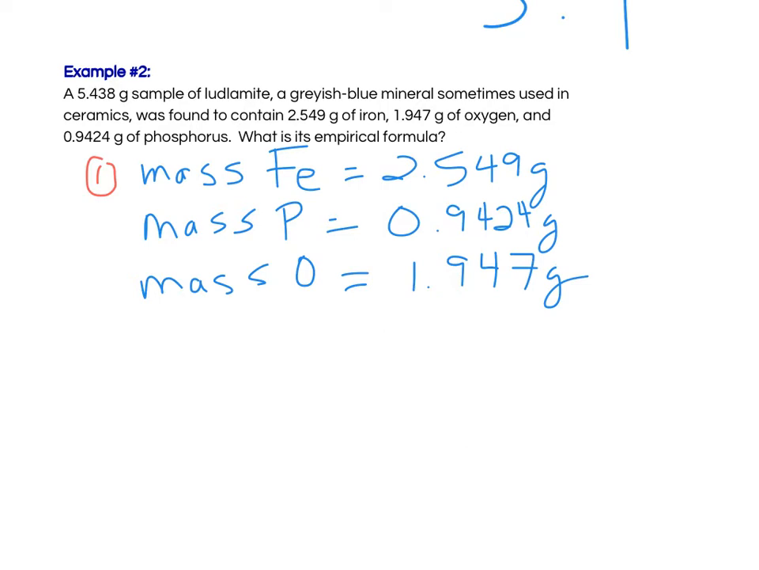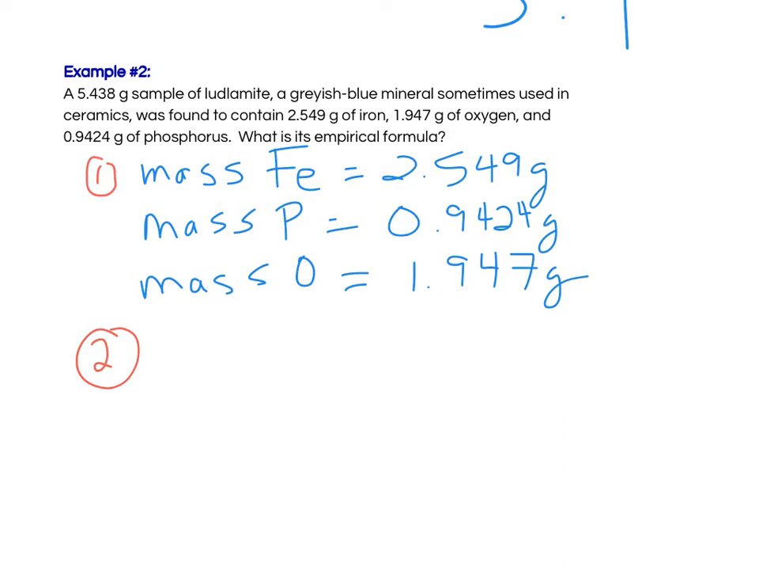Now I want you to think about what the next step was. What did we do next? Well, in the next step, we converted each of our masses into moles. And so I'm going to figure out what the number of moles is of iron, and I'm going to ask you to figure out the number of moles of phosphorus and oxygen, and then you'll be able to check your answer with mine.